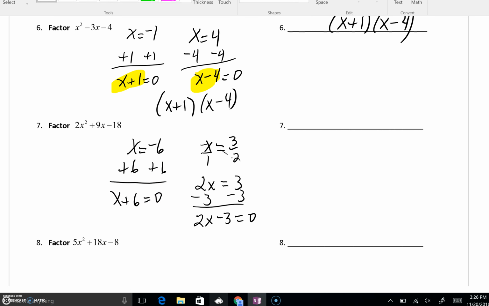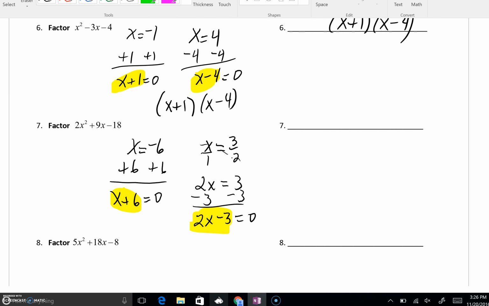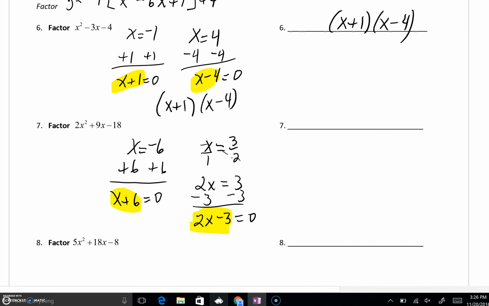But again, right now I have my two expressions equal to 0. And you're virtually done. What you have to do for your final answer is just write that you have x plus 6 times 2x minus 3. Could you have switched this order? Could you have put 2x minus 3 first? You bet. Absolutely you could do that.